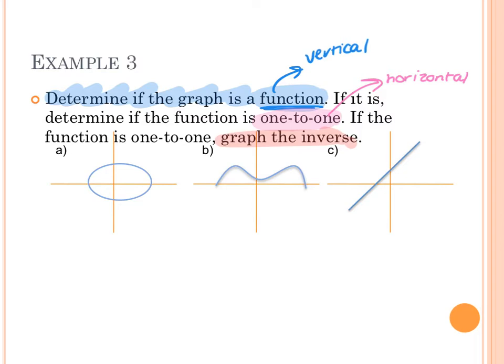So let's start with A. Does this pass the vertical line test? No, and those are the ones you pray for because you're done. It's not even a function. If it's not a function, it can't have an inverse.